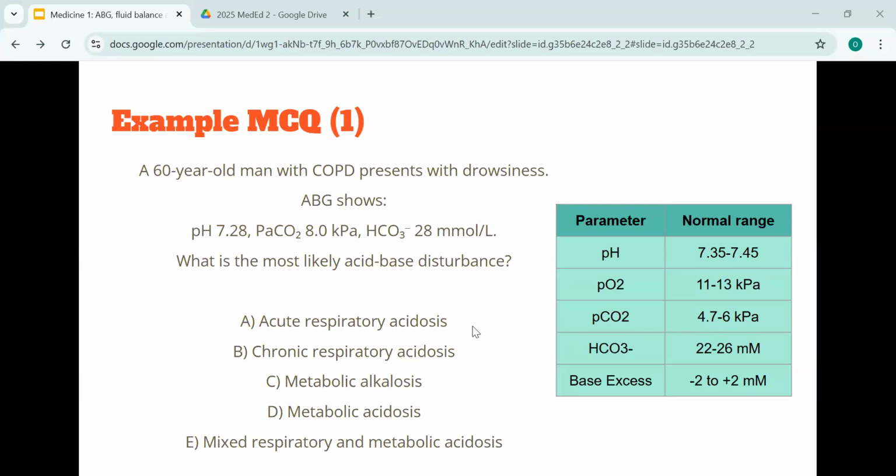Feel free to pop A, B, C, D, or E in the chat. There is no judgment, and I promise I'm not going to make you explain it on the call. But if you want to, feel free to put in the chat which one you think it is.